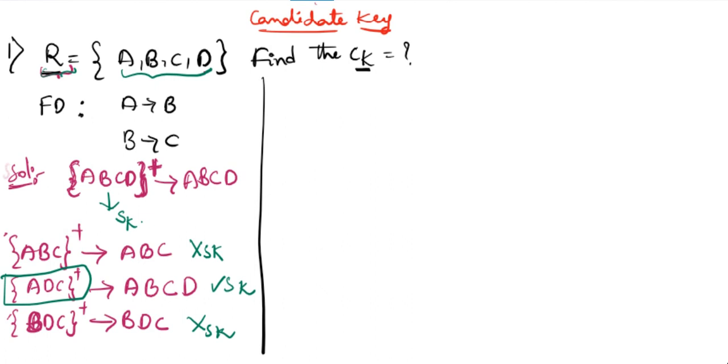ABC is completed, BCD is completed, now ABD. This is also one of the subsets of this closure. A determines A, B determines B, B determines C, which comes from the functional dependency B to C, and D determines D. That's why ABD is also a super key.